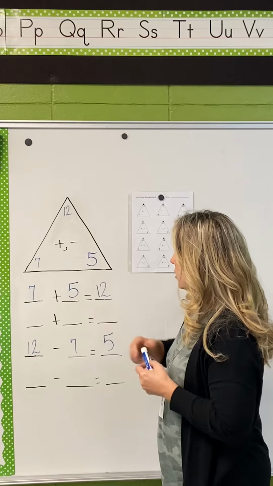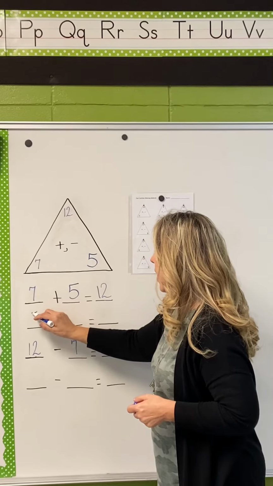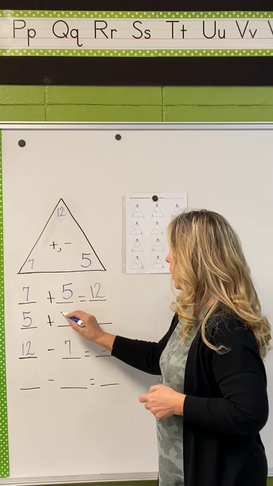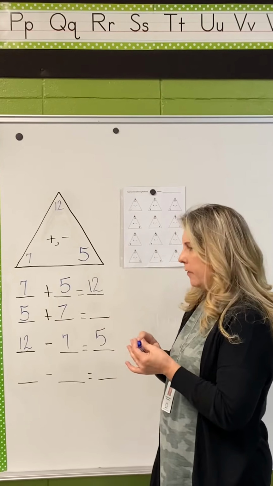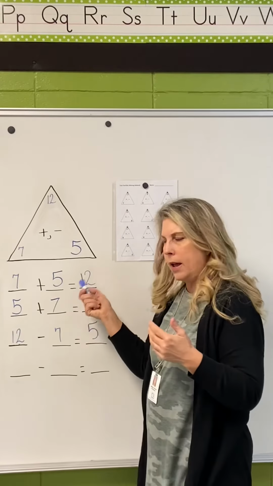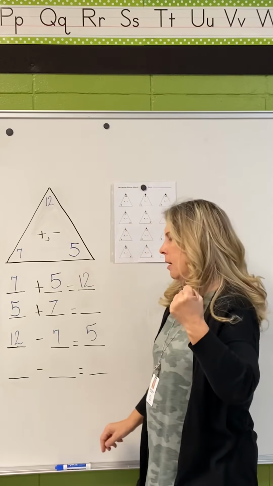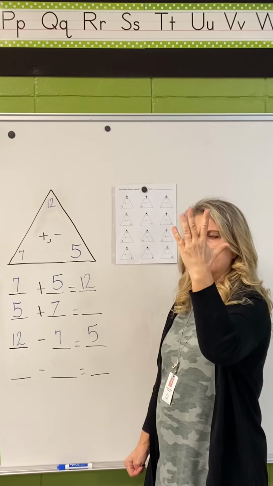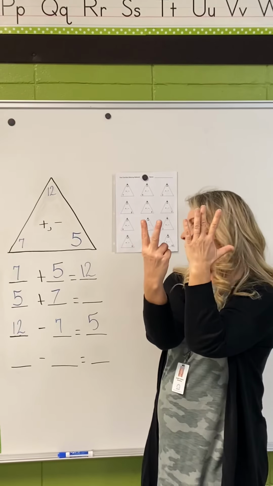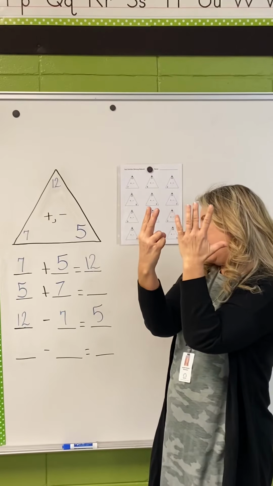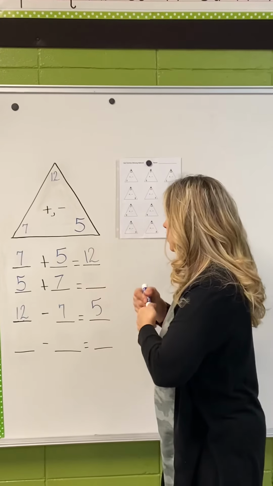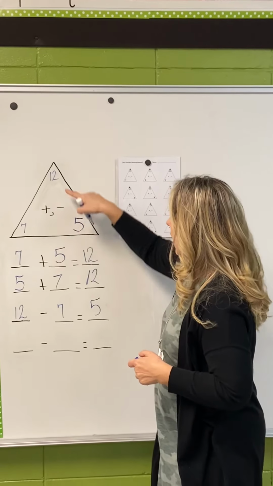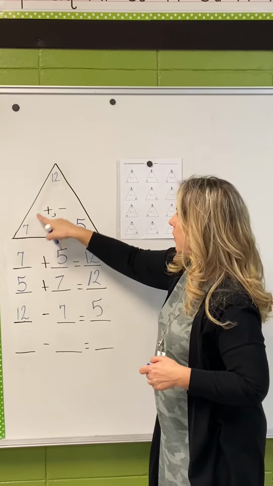Now, let's check this. Let's reverse it and put the 5 in the beginning of my next addition problem, and I'll put 7 right here. 5 plus 7, okay? I'm going to count on again because I don't have 12 fingers. So I'm going to grab the numbers and count on. So 5, 6, 7, 8, 9, 10, 11, 12. I have 7 fingers up. I ended up on 12. That is true. So 7 plus 5 is 12, and 5 plus 7 is 12.